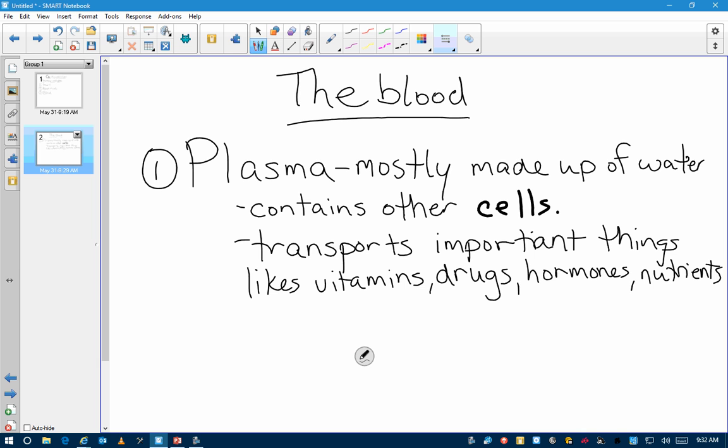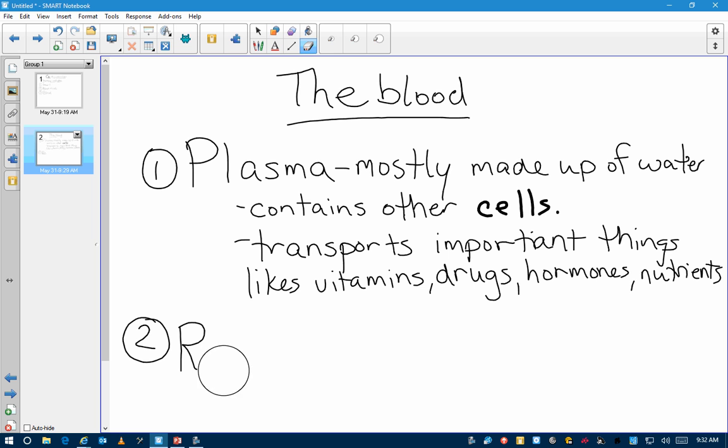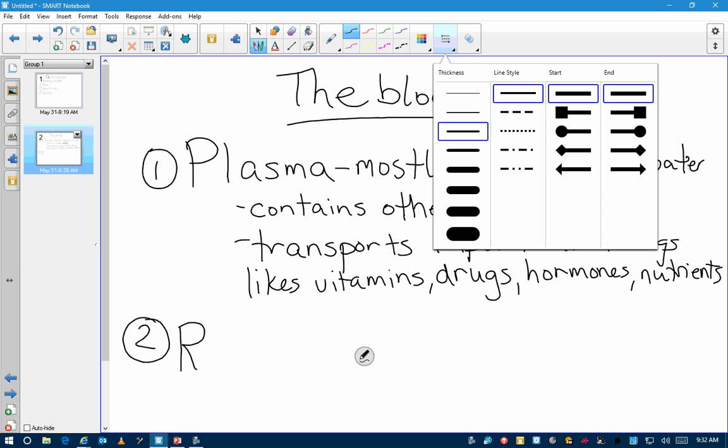Okay, so that's the first part of your blood. Those are the structures. That's what makes up the cardiovascular system: heart, blood vessels, and blood. When we're specifically talking about blood, there are four things that make up our blood. Red blood cells.